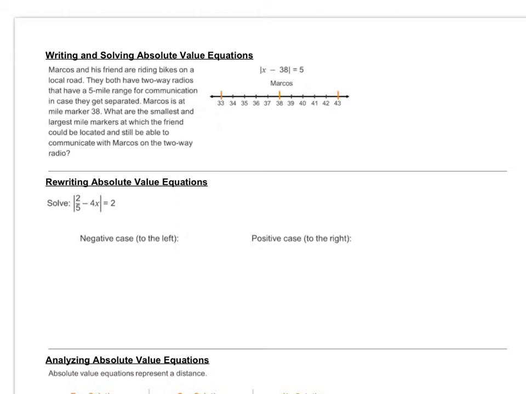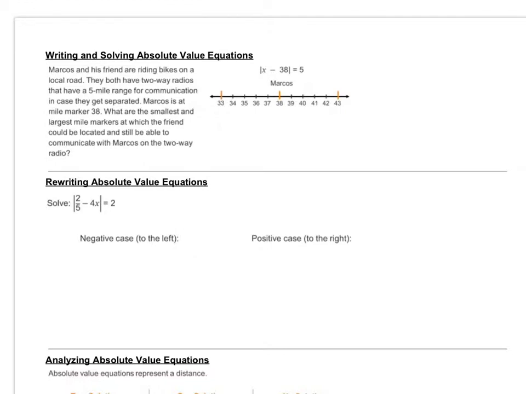Okay, let's take a look at this next problem. This is a real-world example where it says Marcos and his friend are riding bikes on a local road. They both have two-way radios that have a 5-mile range of communication, in case they get separated. Marcos is at mile marker 38. It asks, what are the smallest and largest mile markers at which the friend could be located and so be able to communicate with Marcos on the two-way radio?